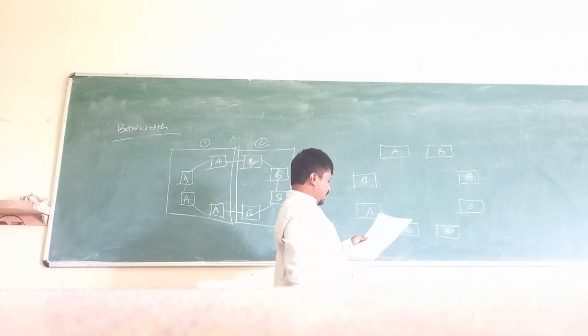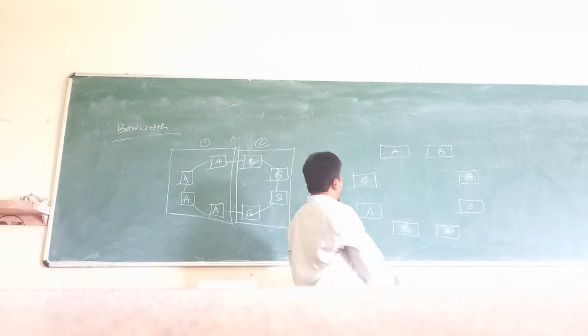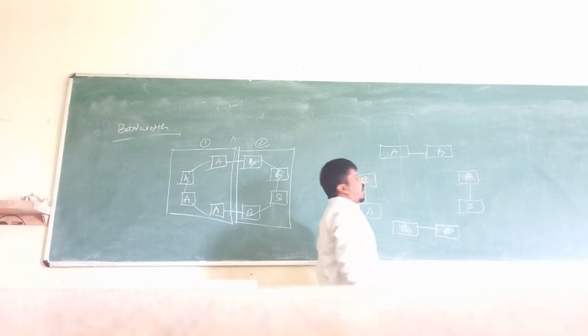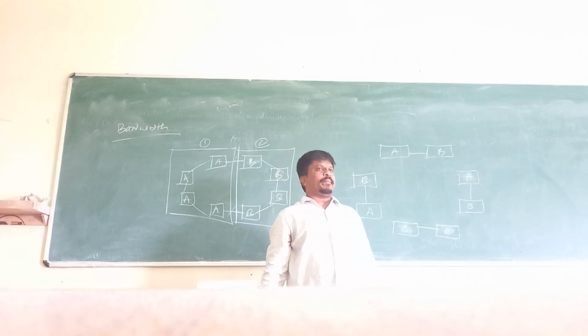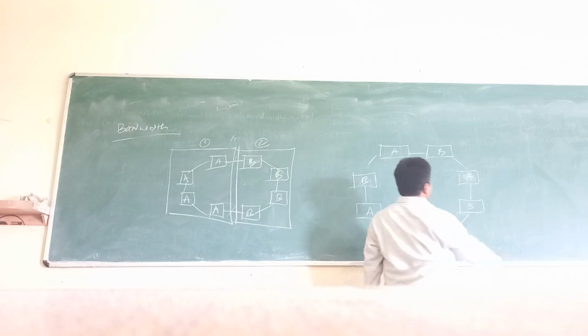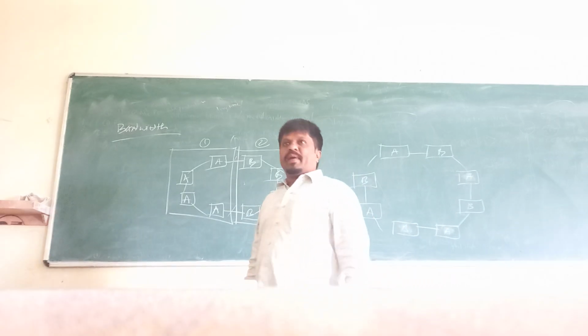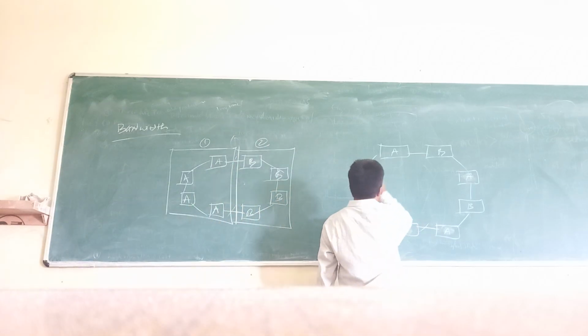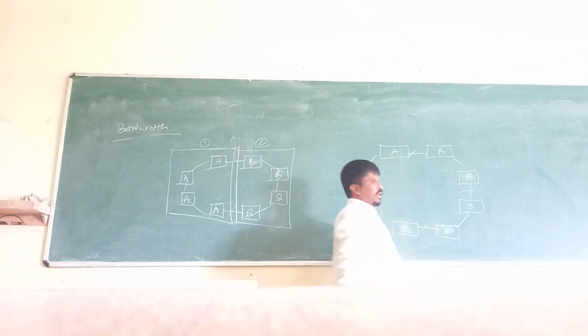Here we are connecting to each other. How many are there? 1, 2, 3, 4. These four are to be connected to one another. Even we can also connect this one, but we will not consider it for counting the bandwidth. For counting the bandwidth, we will consider only the 4 links: 1, 2, 3, 4 only.